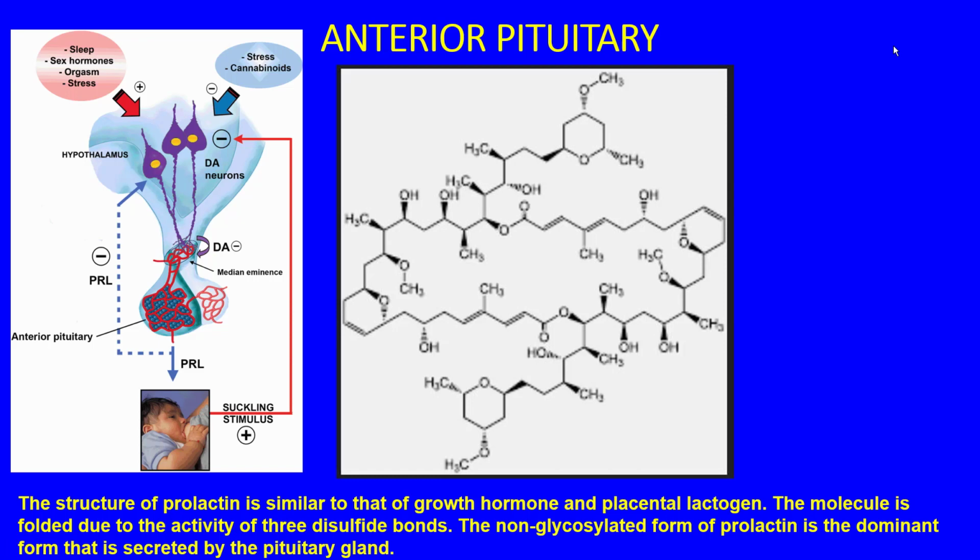lactogen. The molecule is folded due to the activity of 3 disulfide bonds, and you can kind of see them a little bit. It's a little harder to see in this diagram. The non-glycosylated form of prolactin is the dominant form that's secreted by the pituitary gland.